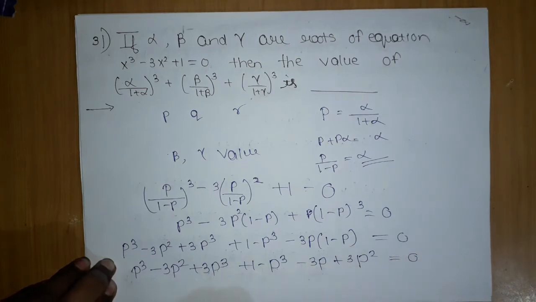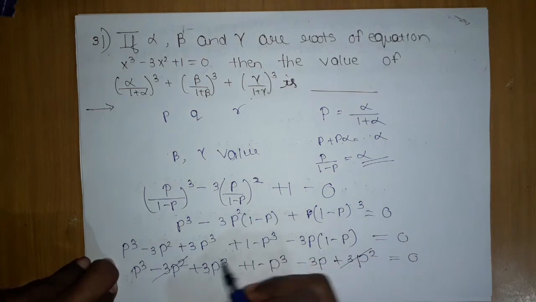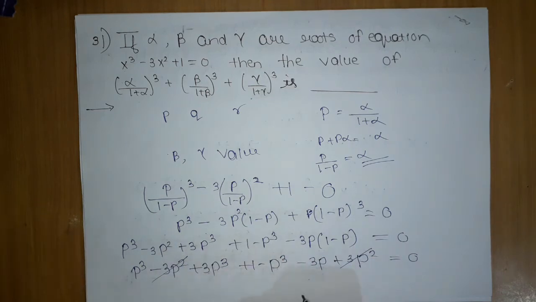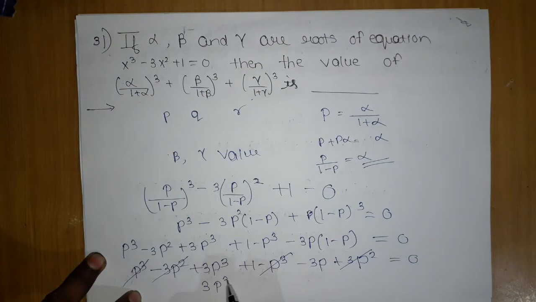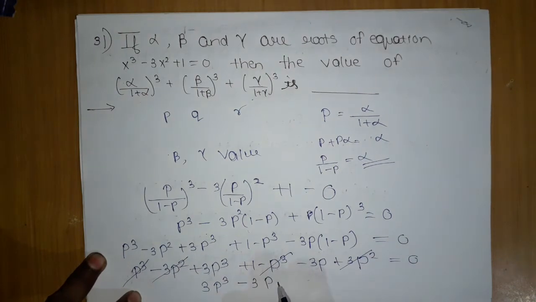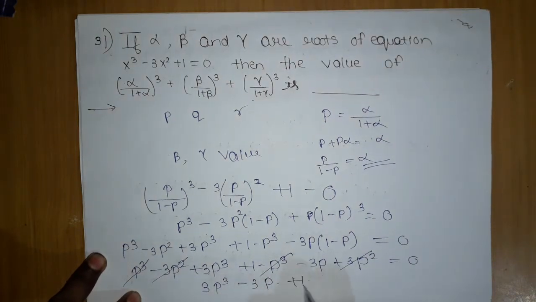Now if you see clearly, this 3p square and this 3p cancel out, and any other thing which is cancelling out, this will become minus 2p cube. Wait, I think we have made a mistake here. 3p square, no, we are not making any mistake here. This will become 2p cube. Sorry, this and this will cancel out. So the thing we are left with is 3p cube minus 3p plus 1 should be equal to 0.